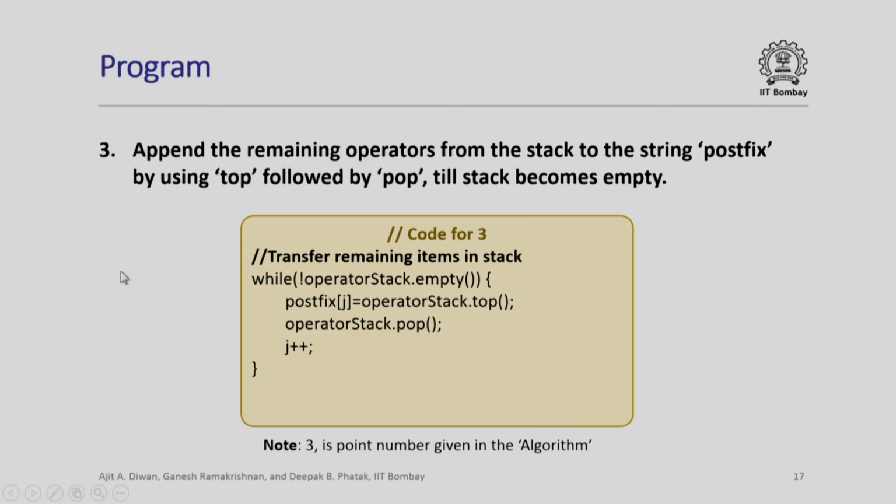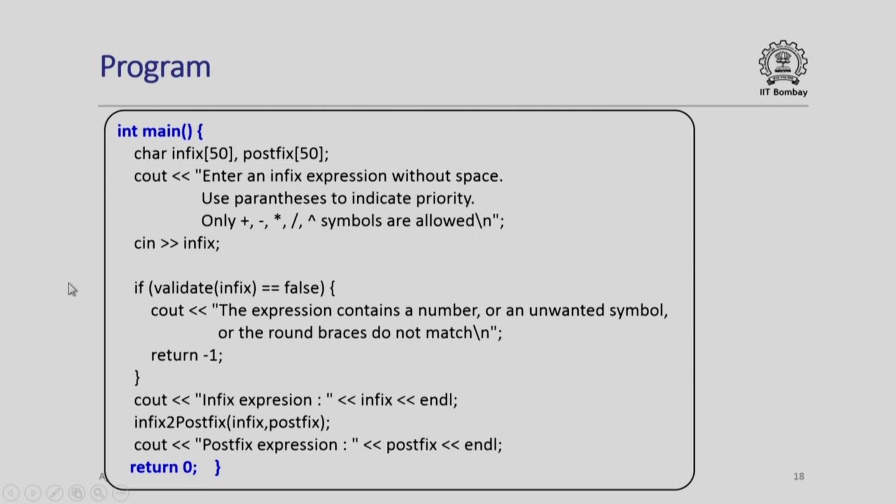Next, let us look at appending the remaining operators from the stack to the string, which is very simple. While the operator stack is not empty, all that I do is look at the top of the operator stack, and that element I assign to the jth element of postfix, which is the next in the postfix string, and pop that off. Of course, I increment j plus plus. I do it for all the remaining operators on the stack. This completes my program, and now I can write my main program, which is rather simple.